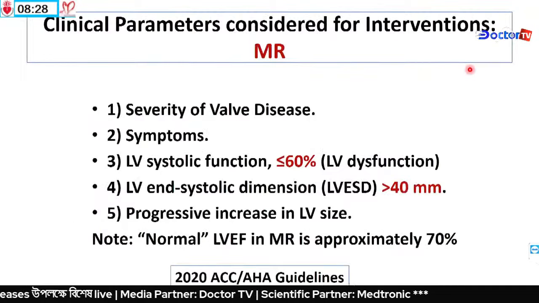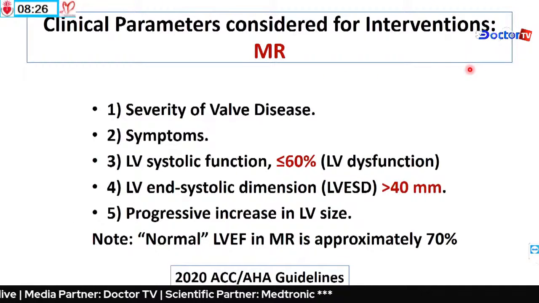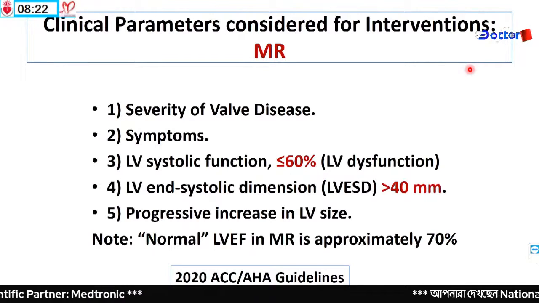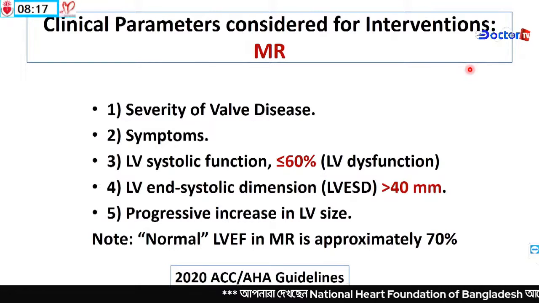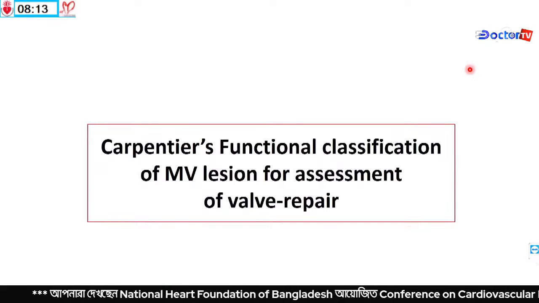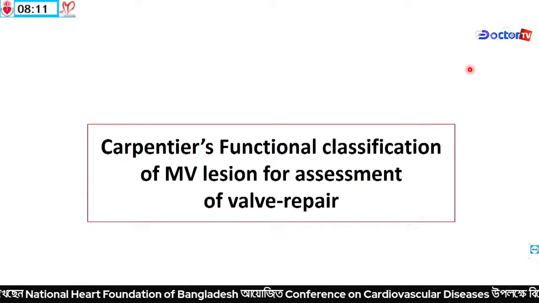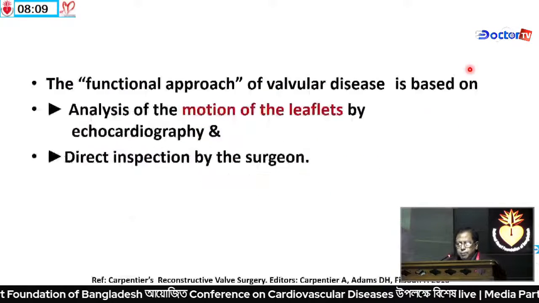So these are the parameters for selection of the indication of the mitral valve surgery: the severity of valve disease, symptoms, LV systolic function less than 60, LV end diastolic dimension, end systolic dimension more than 40, and progressive increase in LV size. So what is the Carpentier's functional classification of mitral valve lesion for assessment of valve repair?